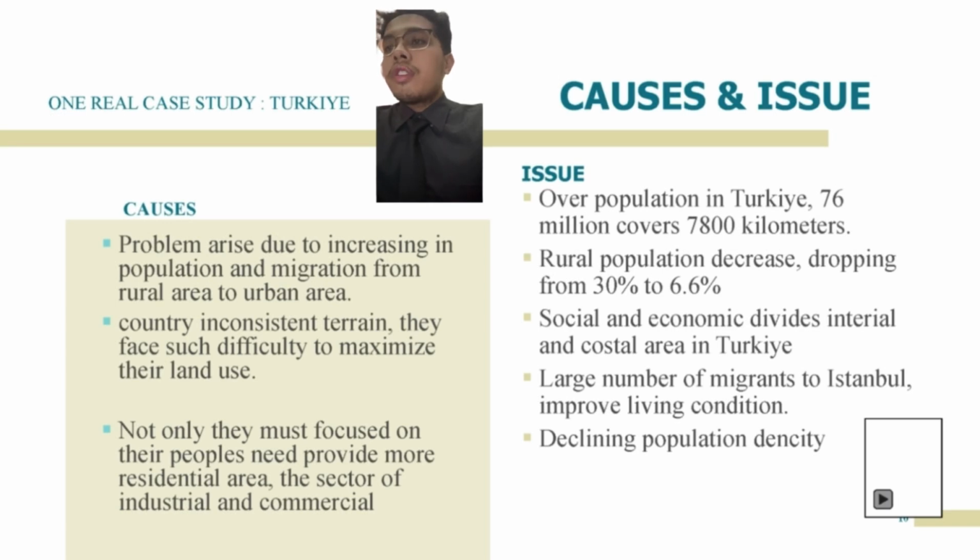The issue. Firstly, the overpopulation in Turkey, where there are 76 million people, covering about 7,800 kilometers. The rural population has decreased, dropping from 30% to 6.6%. Social and economic divides between interior and coastal areas in Turkey. A large number of migrants to Istanbul. They moved to Istanbul for improved living conditions. Lastly, the declining population density.